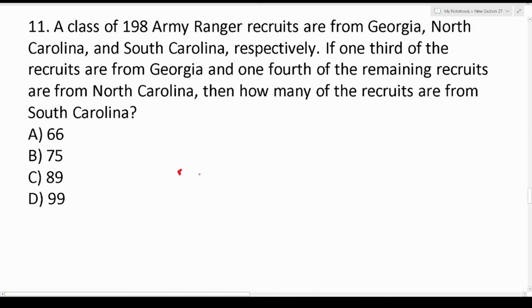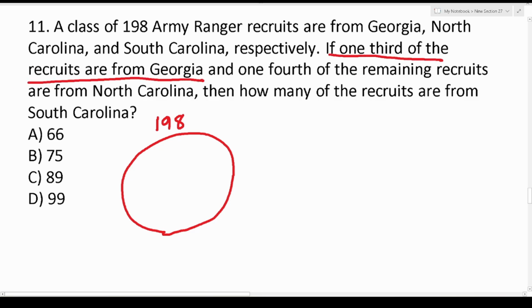So for this one, I'm going to draw a circle graph to illustrate what's going on. So in total, we know we have this class of 198 recruits. And we're told that 1/3 of them are from Georgia. So right away, we know about 1/3 of them are from Georgia. Okay. Let's figure out what that amount is. And that's not that hard to do. Again, we'll take 198 and multiply it by 1/3. And this will tell us how many recruits are from Georgia. Okay.